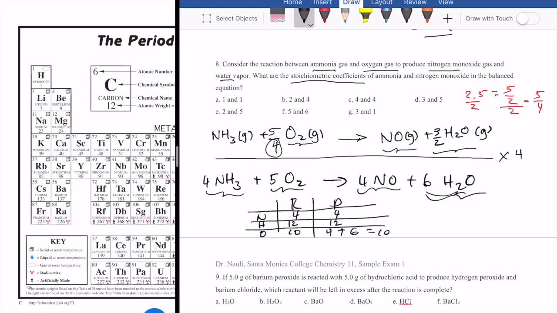So everything's balanced. So then they're asking for the coefficient of ammonia. Ammonia would be 4. And nitrogen monoxide is also 4. So in other words, 4 and 4 would be your answer.